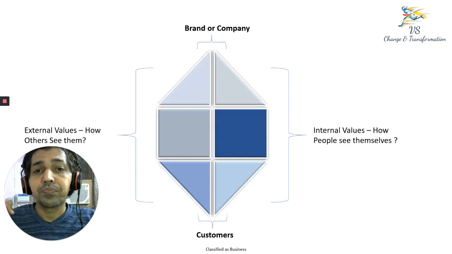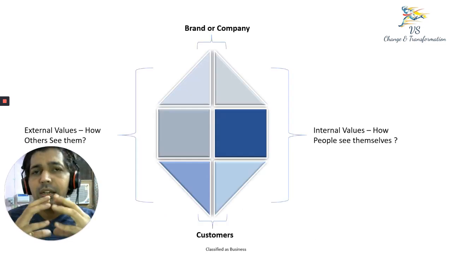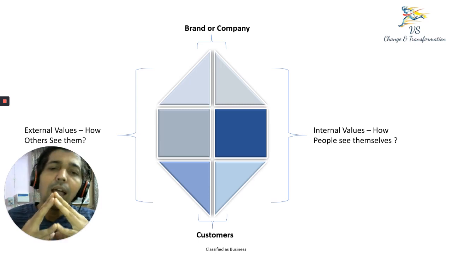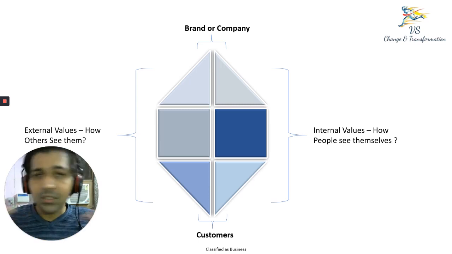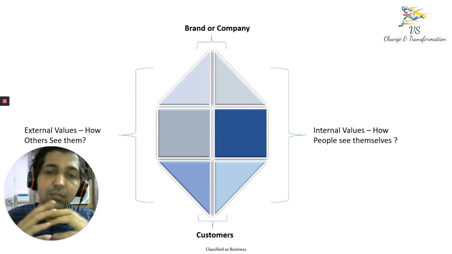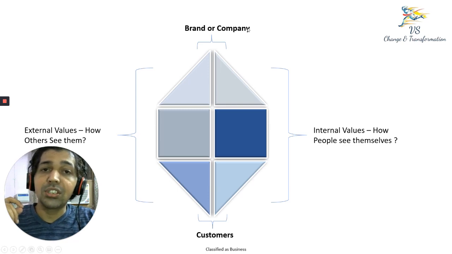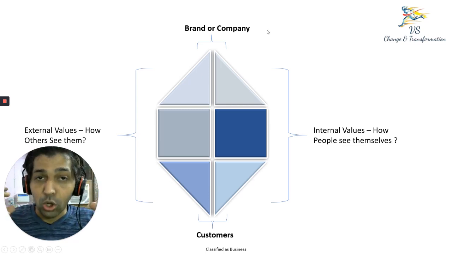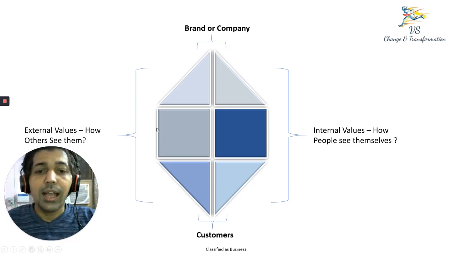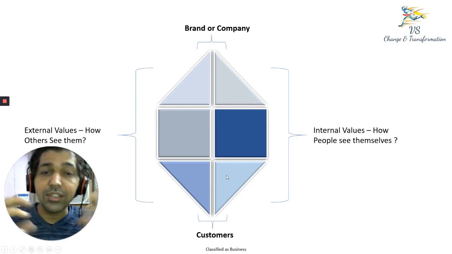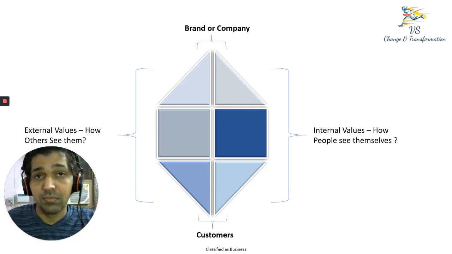Okay, so this is basically a hexagon. Okay, and it can be seen in various dimensions, or it could be seen in various perspectives. The top two parts of it represent the brand or the organization. Okay, and the bottom two represent aspects relevant to the customer.